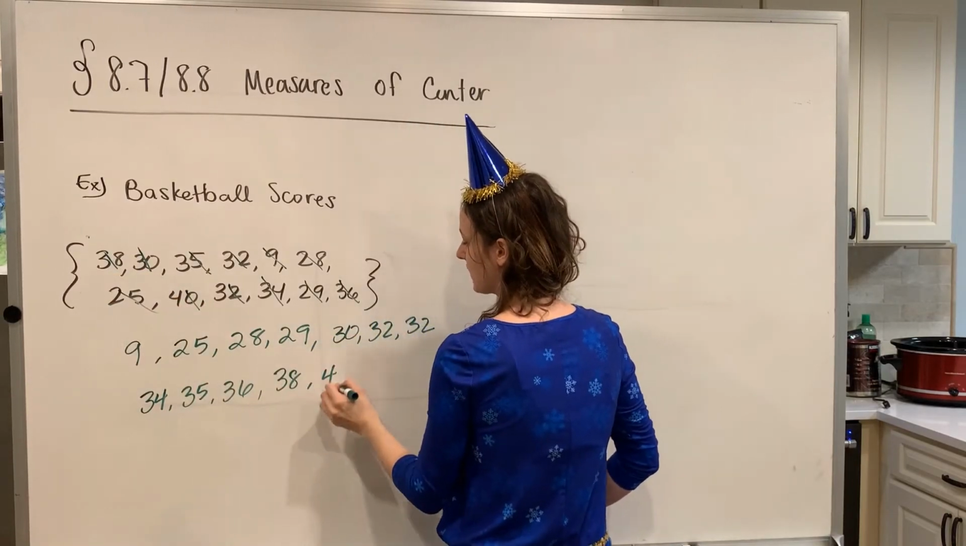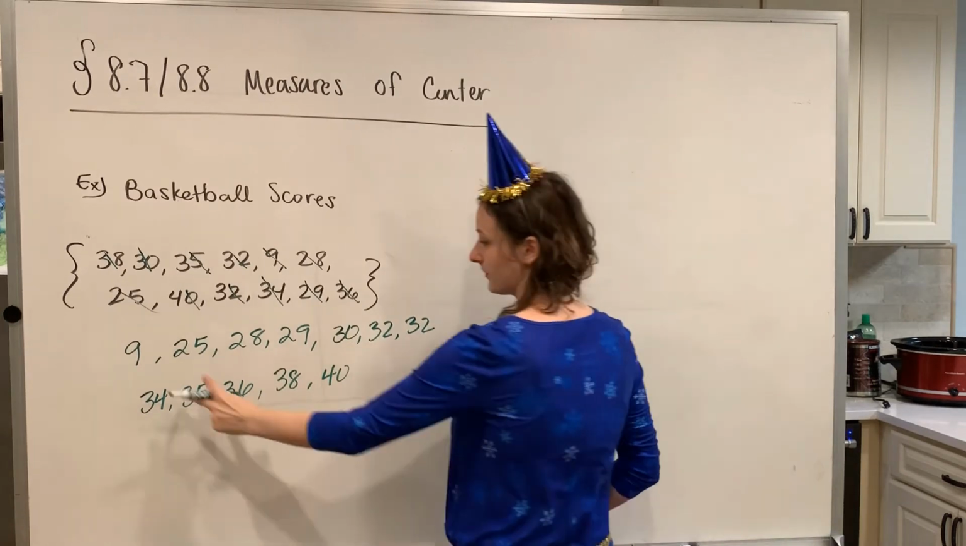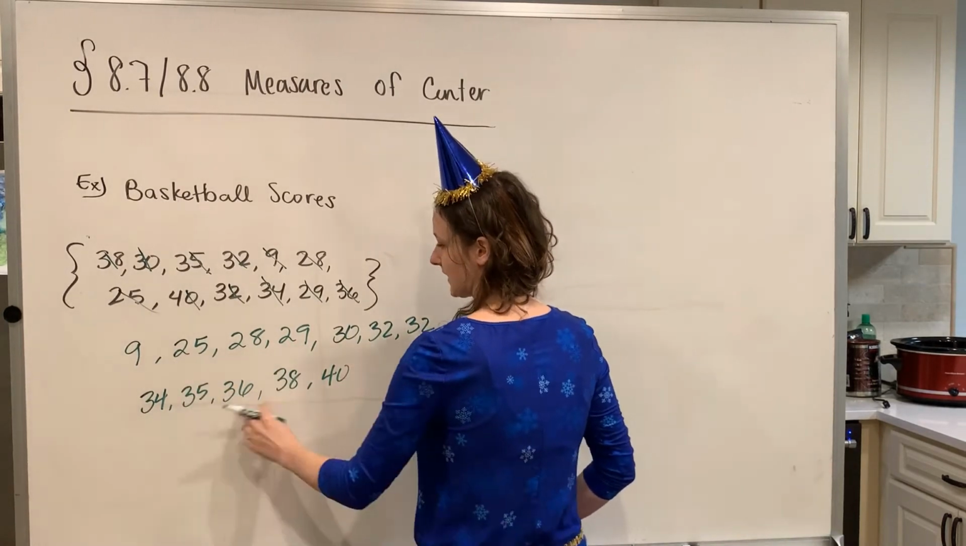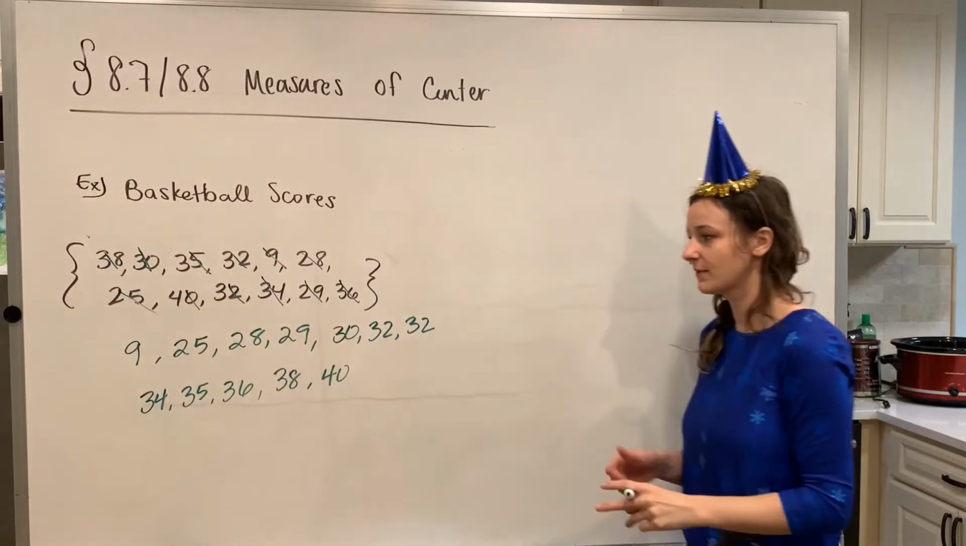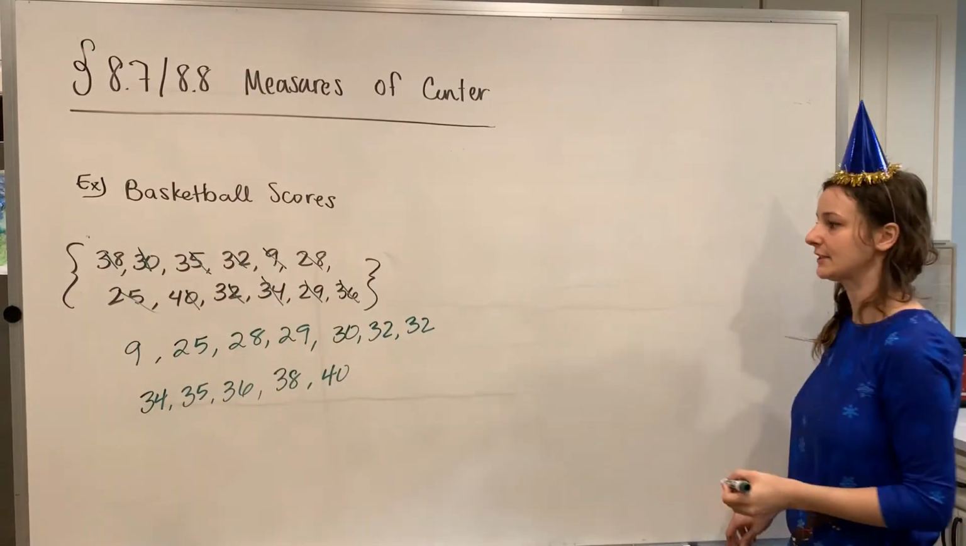You always want to double check that when you make your list that you still have the same number. So 2, 4, 6, 8, 10, 12, 2, 4, 6, 8, 10, 12. So I've got the same number of numbers, so I'm feeling pretty good about this, okay?